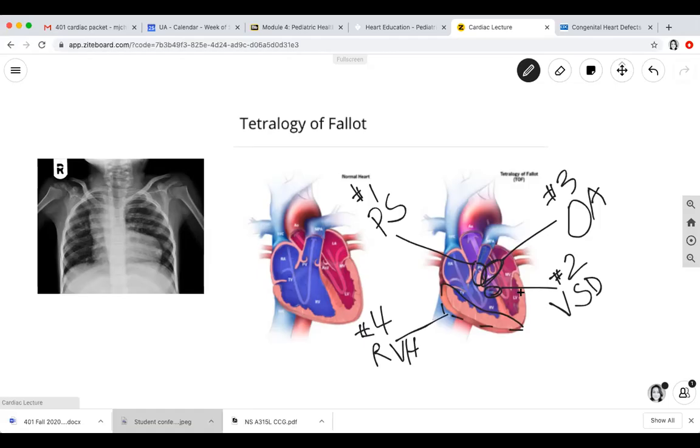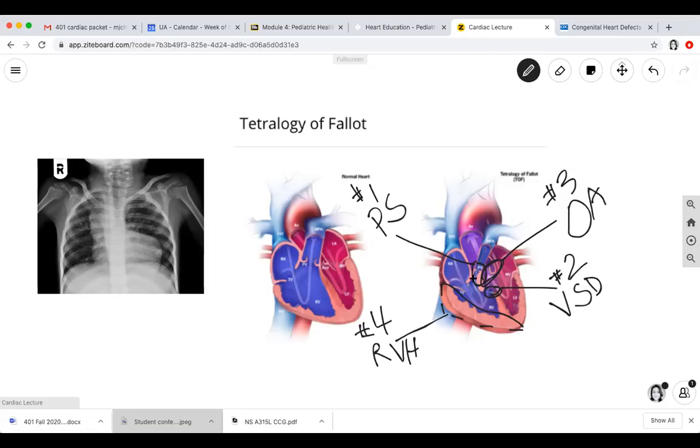So 4 defects: pulmonary stenosis, pulmonic stenosis. You have this narrowed stenosed vessel here or valve. So blood is having a very difficult time getting into the pulmonary circulation. You have a VSD or an opening between the right and left ventricle. So you have mixing of blood here.